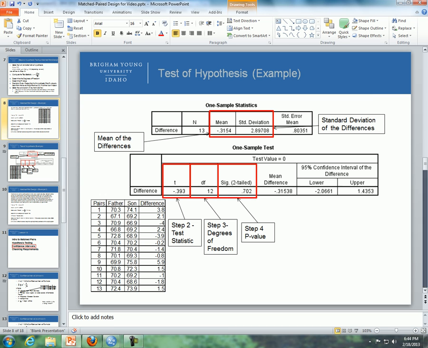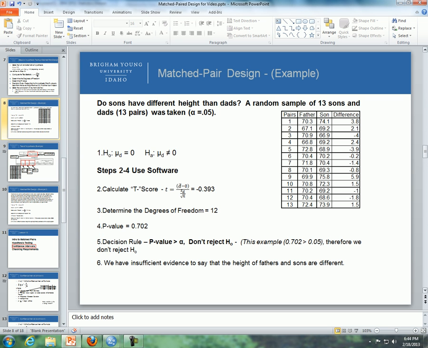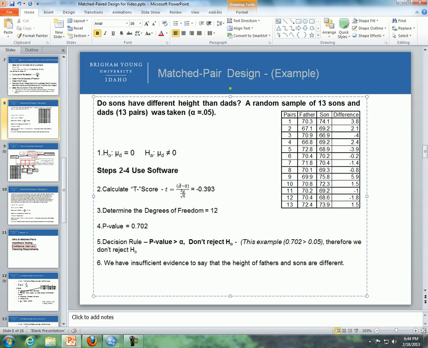And so what I have here on the next slide is an example of what we see in SPSS, which is similar to what you see in Excel. But in SPSS, this is where we get our test statistic, which is step 2, degrees of freedom, which is step 3, and then our p-value, which is step 4. Now in SPSS, since we're doing a two-sided test, we leave that alone. Our p-value is 0.702. Now when we go back to the last two steps, our p-value is much greater than our level of significance, which is 0.05, so therefore we don't reject the null hypothesis.